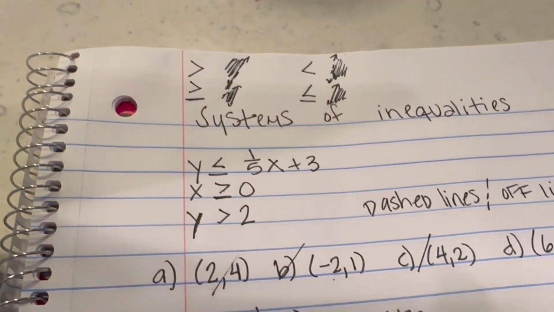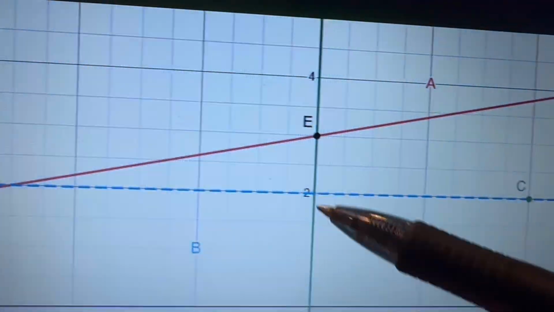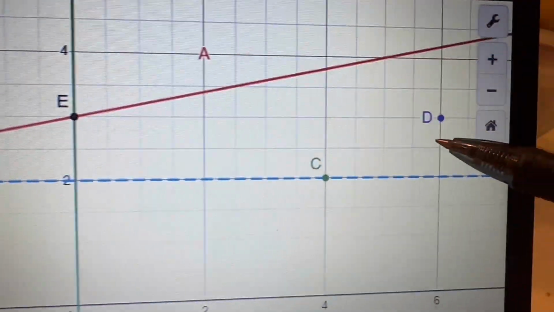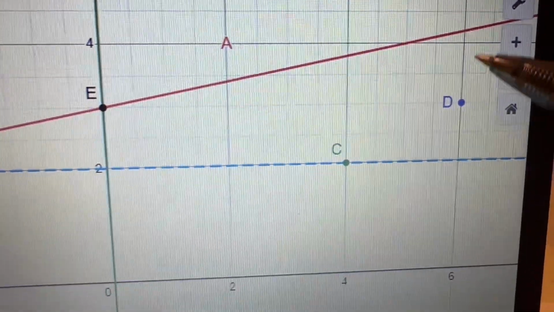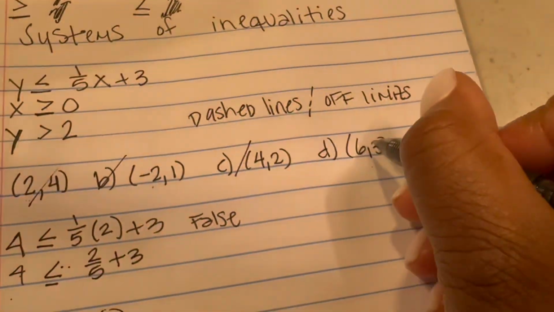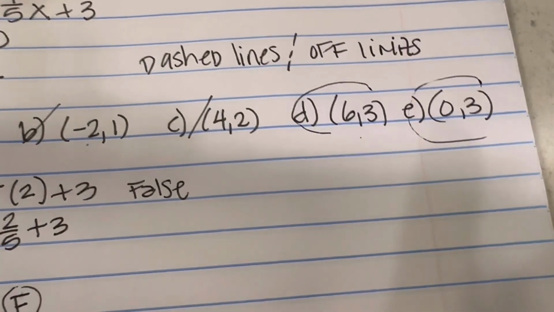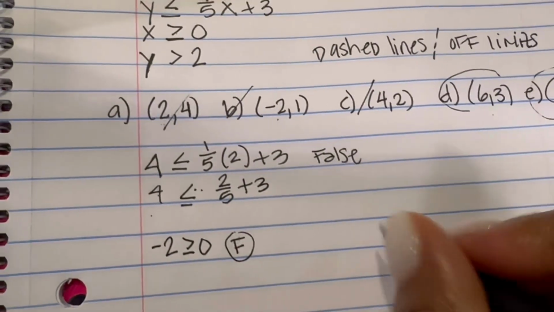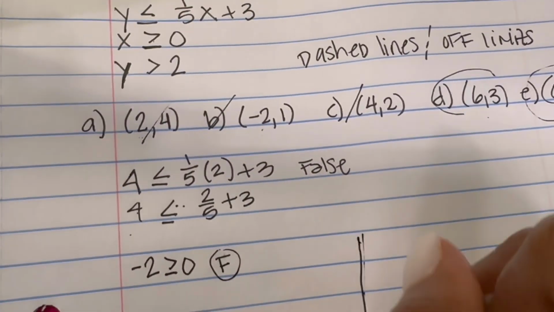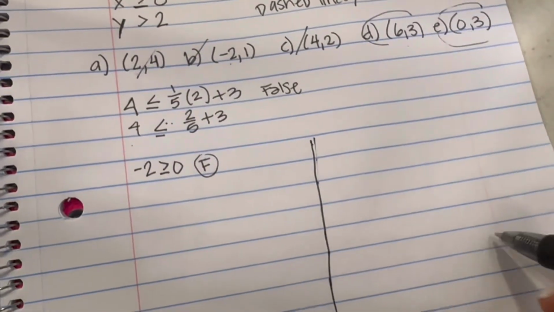It's not C. What about E? E is greater than the blue line. Is D greater? Yeah, D is also above the blue. So our answer is D and E. Okay, so that's how you do that one. Make sure you show your work, obviously. Give me a little graph, right?